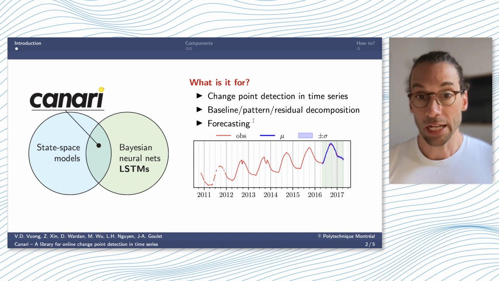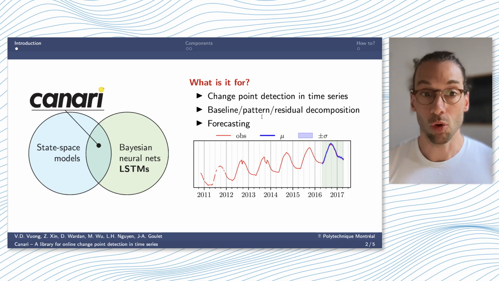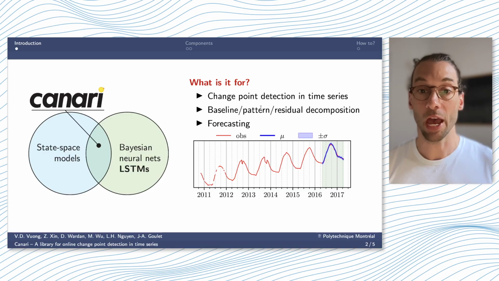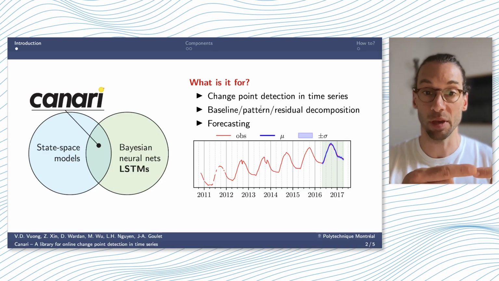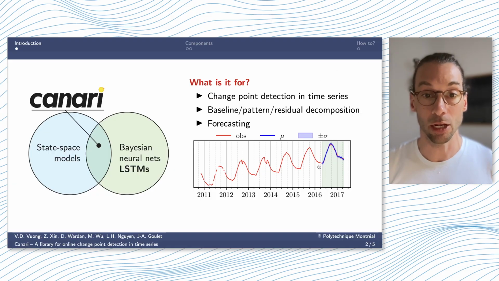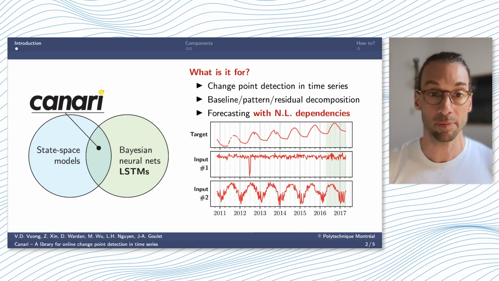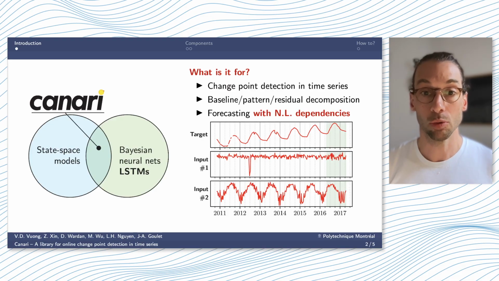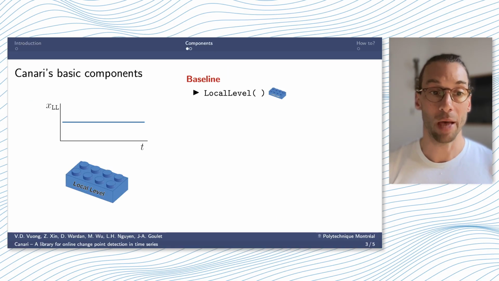Another task that it can do is forecasting, because our change point detection relies on one step ahead forecast. By chaining these one step ahead forecasts, we can do short, medium, and long-term probabilistic forecasting. And we can do it, as I mentioned, also using nonlinear dependency with respect to explanatory time series or variables. For instance, if we have here a target time series and we have other input time series which can act as explanatory variables, we can build nonlinear dependencies using that Bayesian neural network that we use to model reversible patterns.